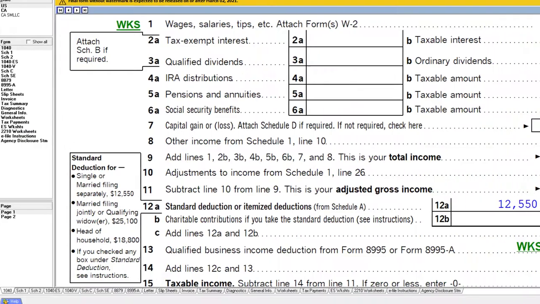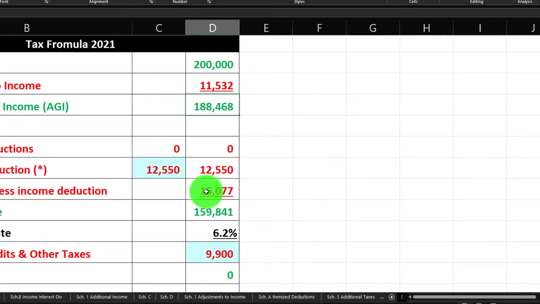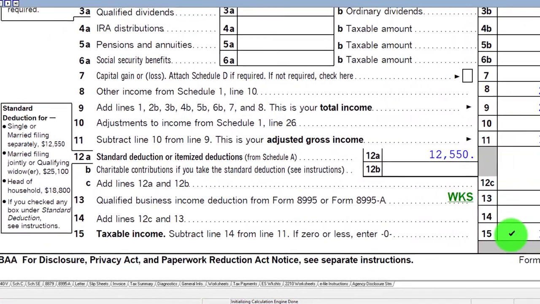188,468. And so then we've got the 12,550, and then we've got the qualified income deduction. I'll let the computer calculate this for now. 29,388. We'll focus on that possibly later. 29,388. That gives us the 146,530. So we've got the 146,530.